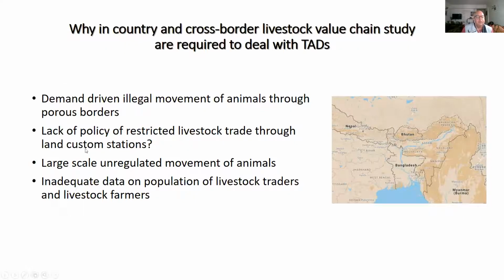So that's why you have a porous border, and when the animals are moving, people just ignore it officially, and that is why it becomes illegal or informal trade. When you have informal trade, you don't have a strategy, you don't regulate it, and unfortunately you don't have any information or data on it. How many traders you have, how many animals are moving, what type of animals are moving, you don't know. So this is the practical difficulty we have in this region.